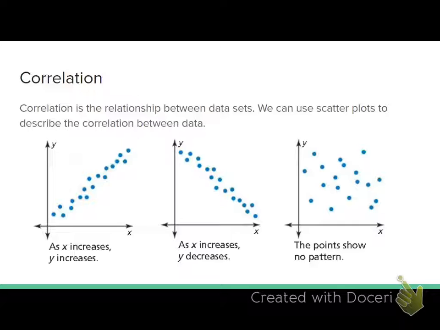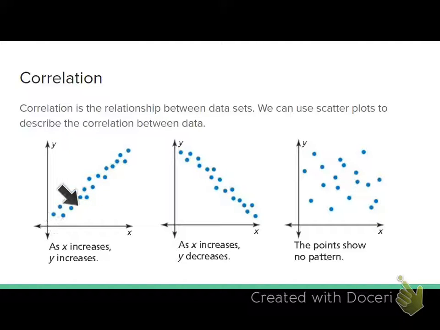Correlation, that was our second big idea in our objectives. Correlation is the relationship between data sets. We can use scatter plots to describe the correlation between data. So for the first scatter plot there, as x increases, y increases.